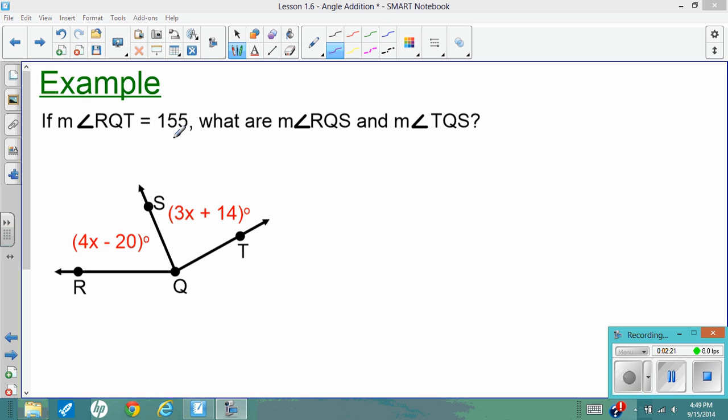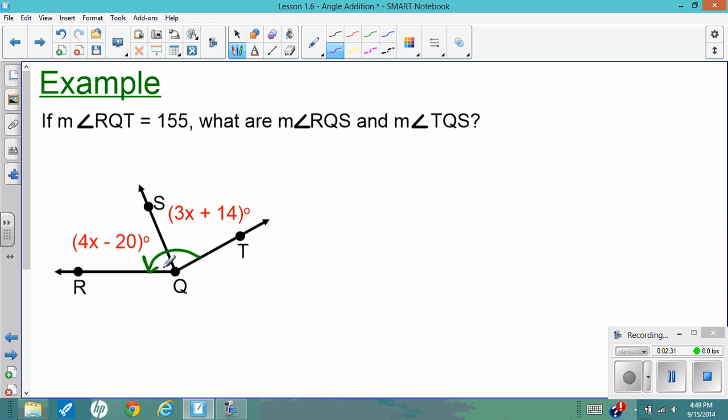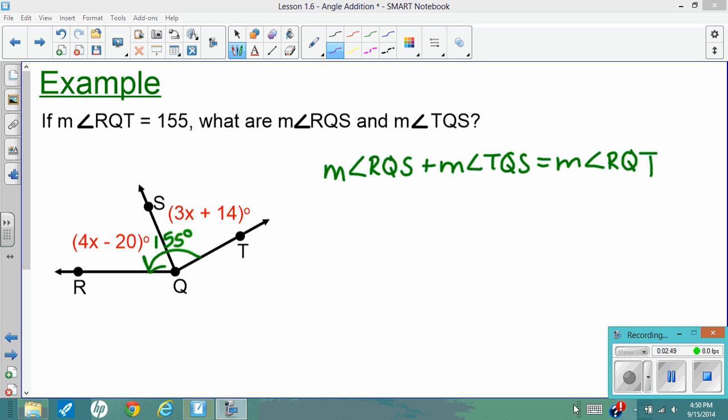So we're told that the measure of RQT is 155 degrees. So let's look at RQT. It's the big angle. It's this whole thing, and that's 155 degrees. And then we can see that RQS is 4x minus 20, and TQS is 3x plus 14. So we can write an equation using our angle addition. If we add the two smaller angles, they add up to be the entire big angle, and that's what this equation represents. And now we just need to plug in what we know.